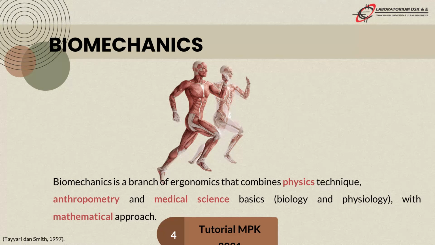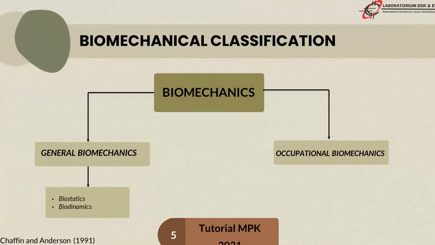Based on Kevin and Anderson 1991, biomechanics is classified into two, that are general biomechanics and also occupational biomechanics. General biomechanics is a part of biomechanics that discuss the basic concept of human body in static or moving position. General biomechanics was divided into two terms based on Diary 1997 that are biostatic and biodynamics.